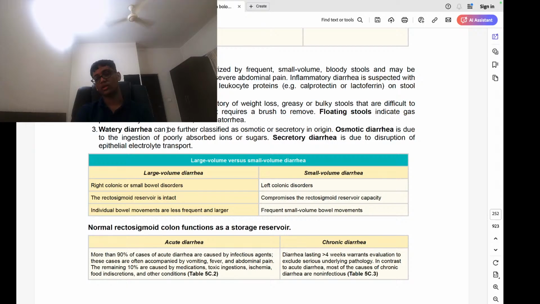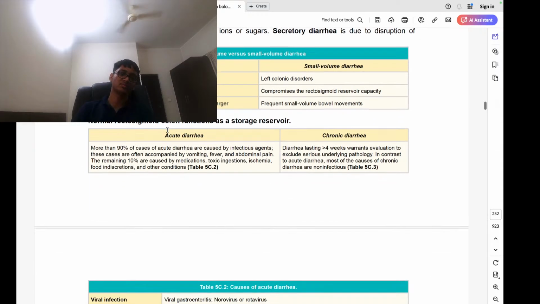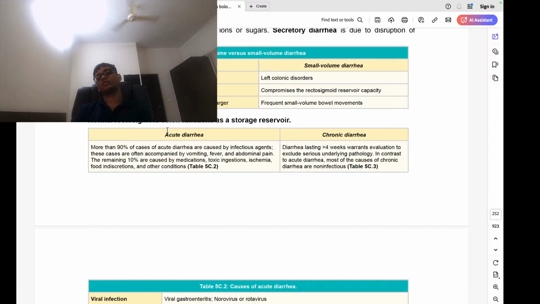The rectosigmoid reservoir is intact and individual bowel movements are less frequent and larger. Small volume diarrhea is from left colonic disorders, which compromise the rectosigmoid reservoir capacity, causing frequent small volume bowel movements. So right colonic or small bowel disorders cause large volume diarrhea, and left colonic disorders cause small volume diarrhea. The rectosigmoid functions as a storage reservoir.